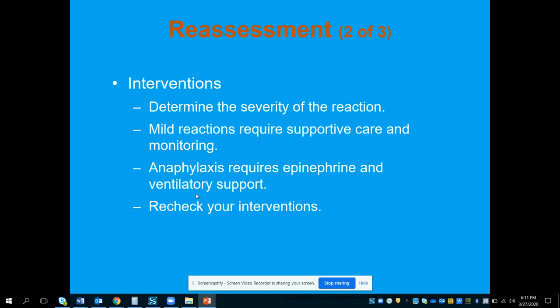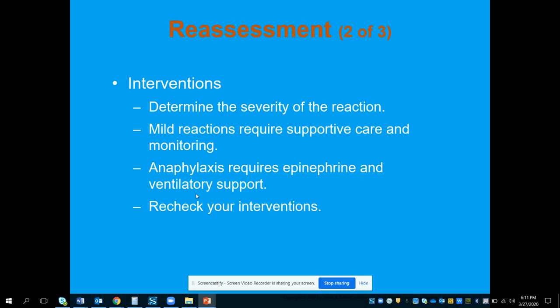As far as interventions, we want to determine the severity of the reaction. Mild reactions might just require supportive care and maybe just some Benadryl by mouth. Anaphylaxis, again, is going to require rapid administration of epinephrine, oxygen probably. If they're having enough wheezing that we're starting to get concerned, we could consider administration of a bronchodilator like albuterol or Xopenex if they had been prescribed before. If not, we would need to contact medical control.